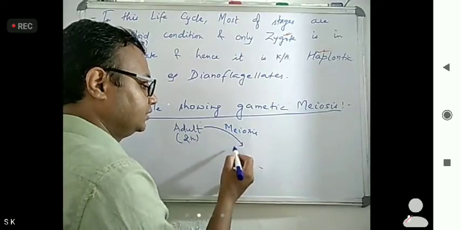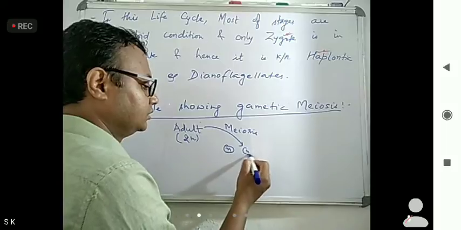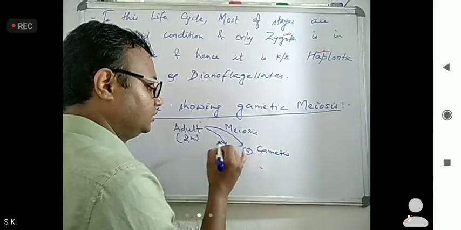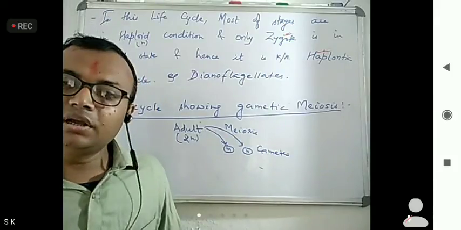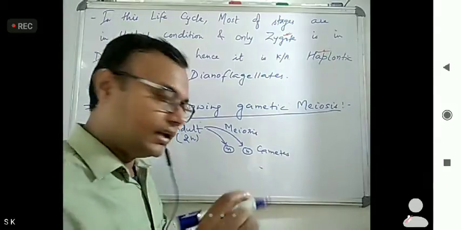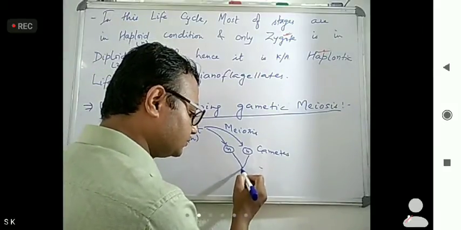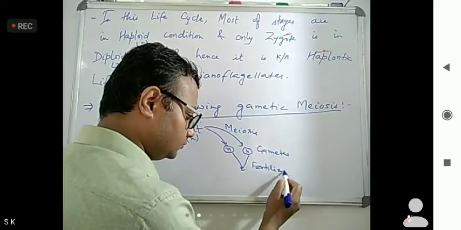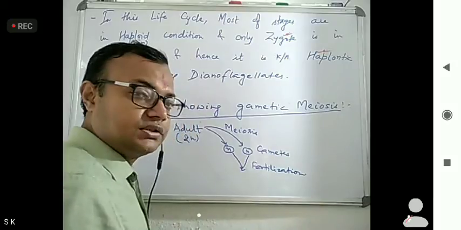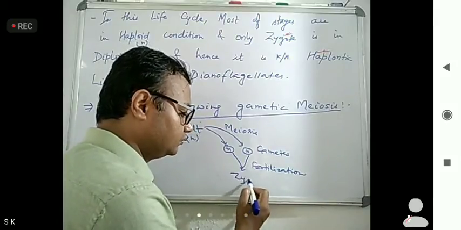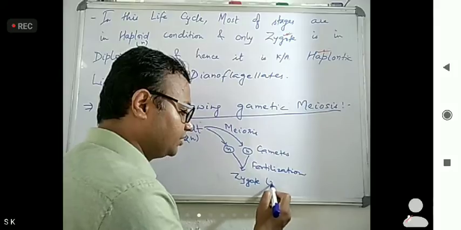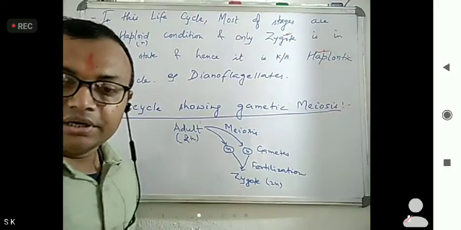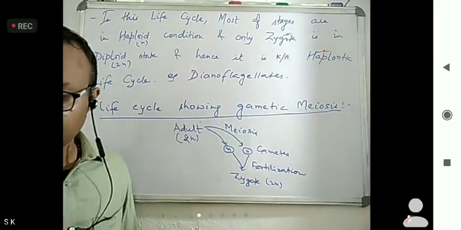Here meiosis occurs, forming two gametes. Okay, forming what? Two gametes, one is male, one is female, and again fertilization occurs. Here what happens? Fertilization, then same zygote formation occurs. Okay, and then mitosis occurs.